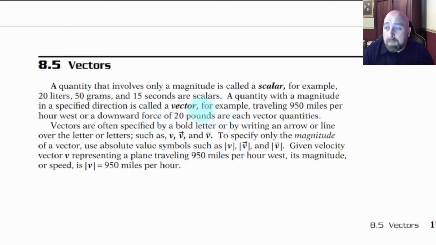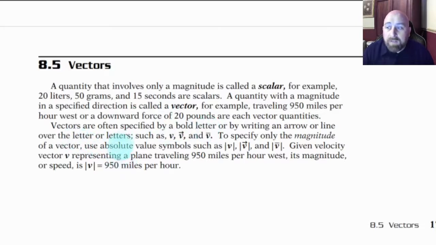But now once we put them with a specified direction and the magnitude together, for example, a car traveling 950 miles per hour, now that would be awesome, right? That's probably a plane flying that fast. 950 miles per hour west, or a downward force of 20 pounds. So something dropping that has 20 pounds of force, something like that. These are called vectors.